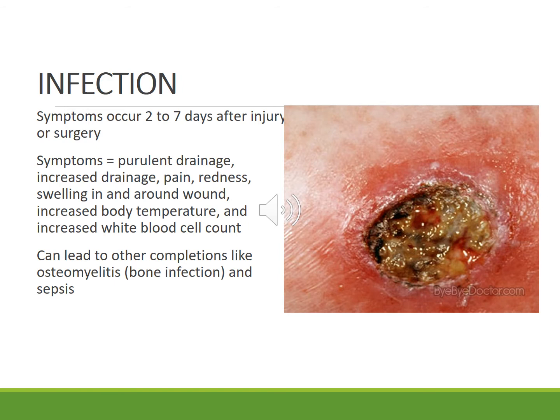That would make us probably conclude that there might be some infection going on. You might see some swelling around that wound. The wound itself, if we felt the skin right here in this picture, may feel warm to touch as we feel around that wound. You may also see an increase in body temperature. And if we were to draw some blood levels, you may see an increase in the white blood cell count. Infections in wounds can lead to even further complications like bone infections and sepsis. So infection is a huge complication that we see from wounds.